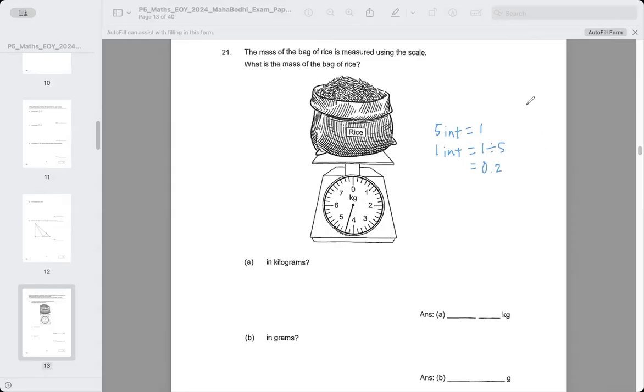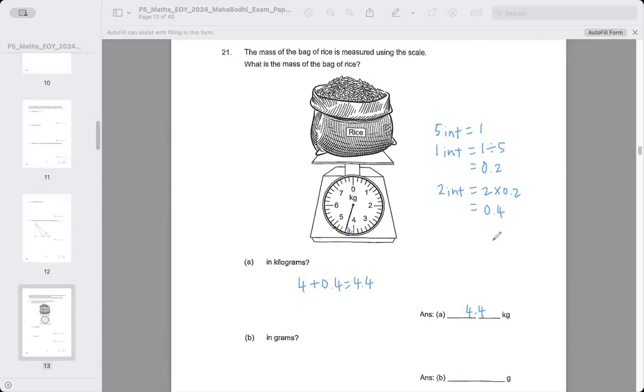1 divided by 5 is 0.2, because you can do your long division and you will get 0.2. And then this one here is 2 intervals after 4. So I'll find 2 intervals. I simply take 2 times 0.2 will be 0.4. Then I take 0.4 plus my 4, so it will just be 4.4 kg.